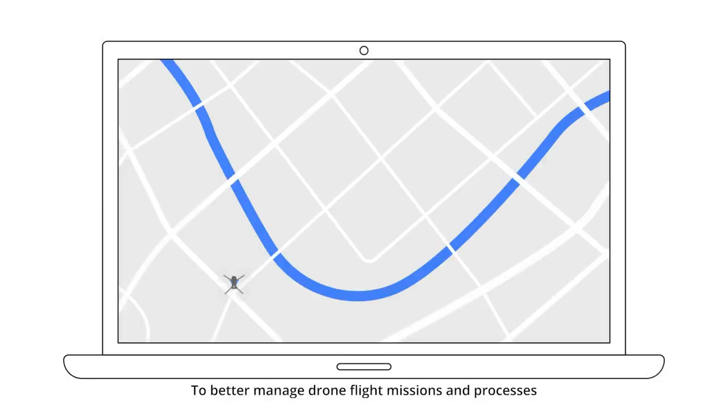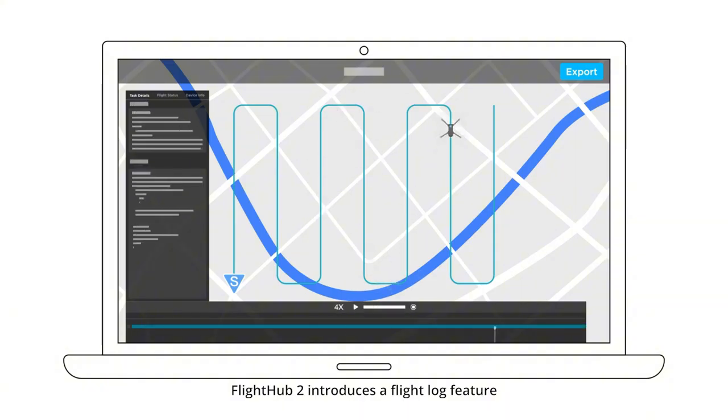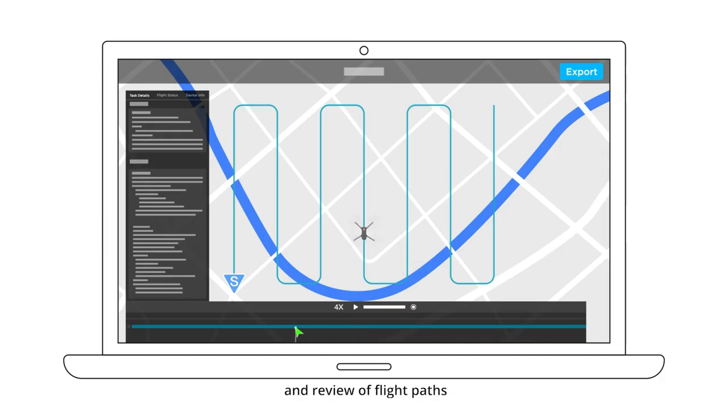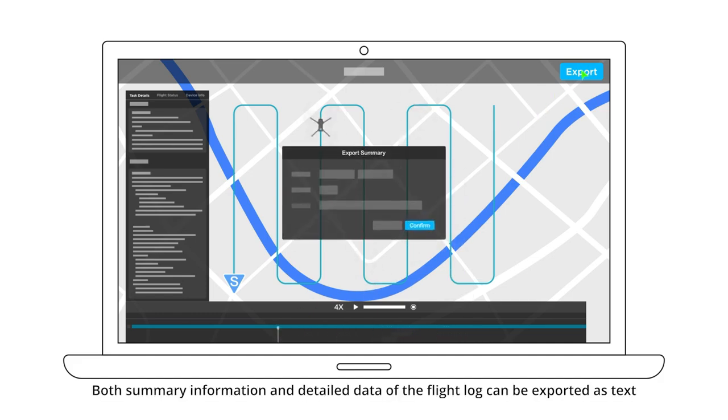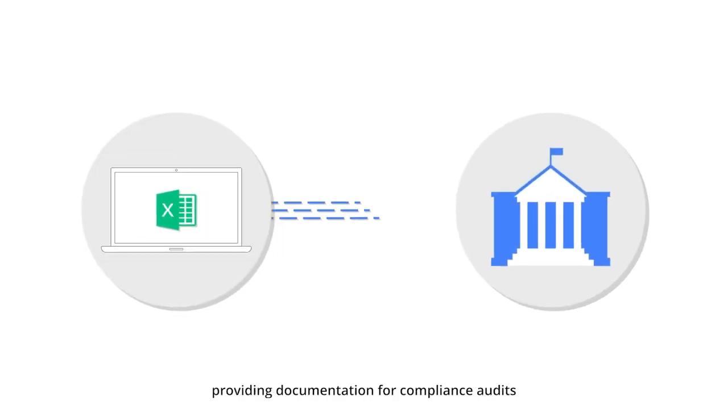To better manage drone flight missions and processes, FlightHub 2 introduces a flight log feature. The flight log allows for real-time playback and review of flight paths, enabling users to view the drone's position, attitude, and actions at any given time. Both summary information and detailed data of the flight log can be exported as text, providing documentation for compliance audits.